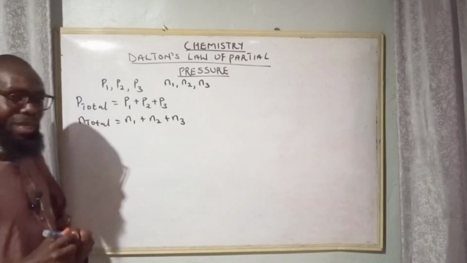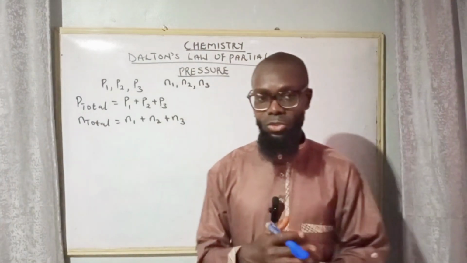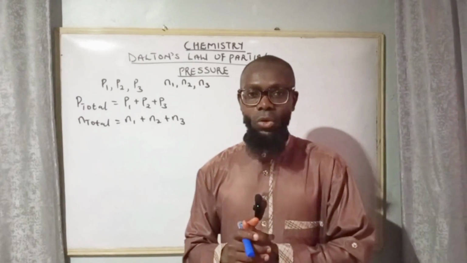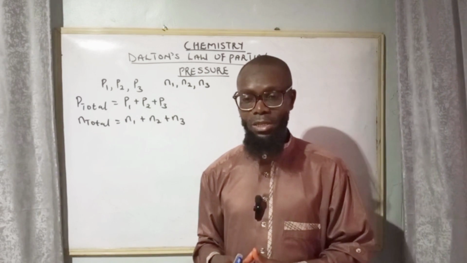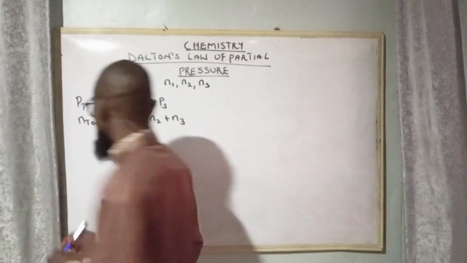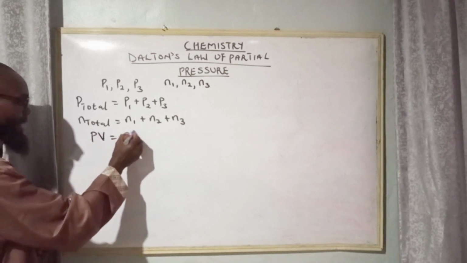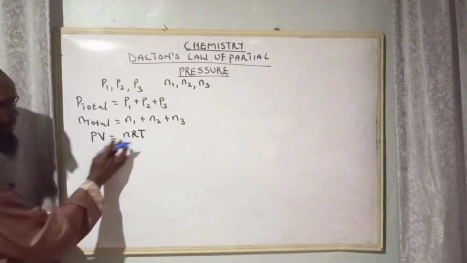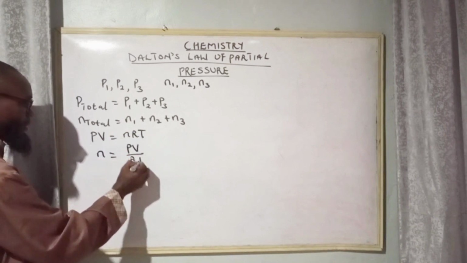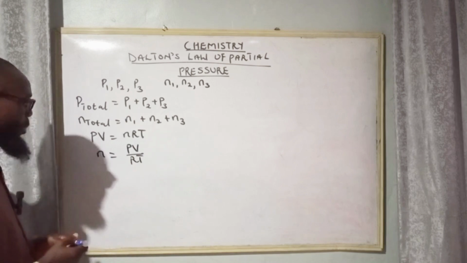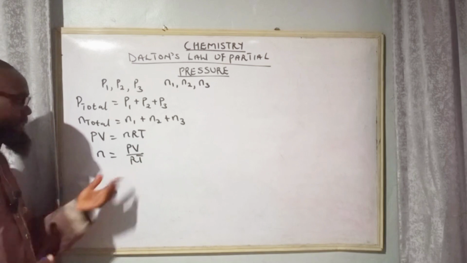If you could recall as well from our mole concepts, you can go back to check the mole concepts. We proved about 6 formulae in calculating mole. One of them is that PV is equal to nRT, where n will equal PV over RT, in which we are going to look at the calculation of this in our subsequent classes.